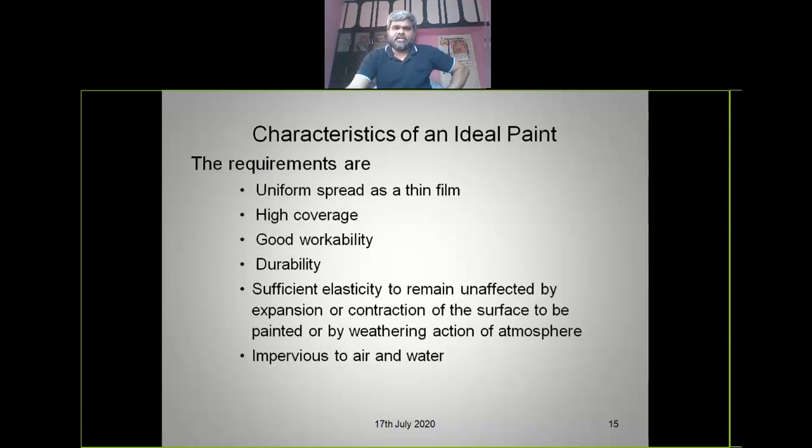Characteristics of an ideal paint. The requirements are: it should spread uniformly as a thin film. It should have high coverage and good workability. It should have durability, sufficient elasticity to remain unaffected by expansion or contraction of the surface to be painted or by weathering action of the atmosphere, be impervious to air and water, and be cheap and economical to form a hard surface.